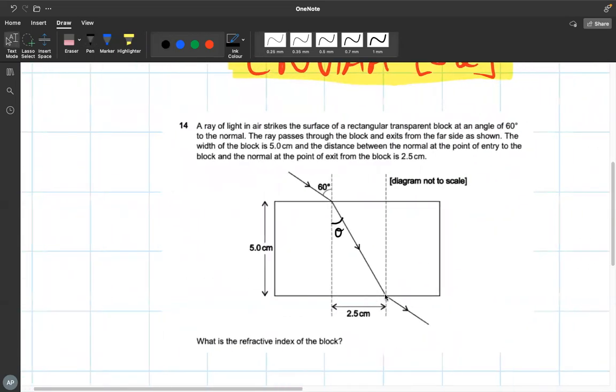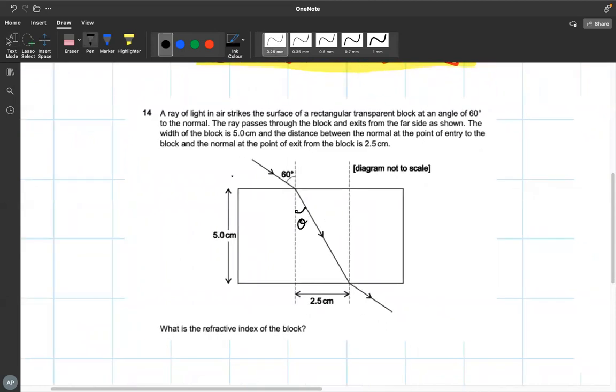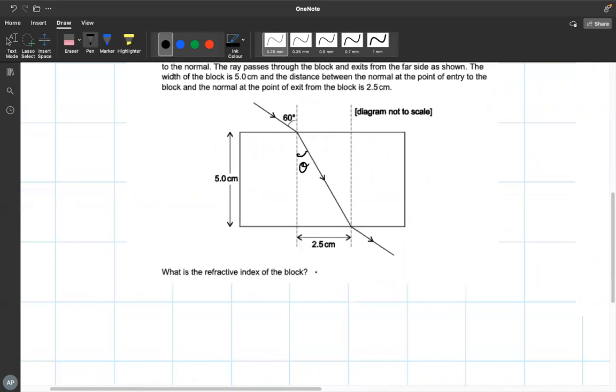So here we have a block. We have a block with light that is incident on this surface of the block at 60 degrees to the normal. It then refracts inside the block to form angle theta with the normal and exits back out. We know that the block is 5 centimeters thick, and we know the distance between the point of entry and the point of exit is 2.5 centimeters. And we are asked to find the refractive index of the block.